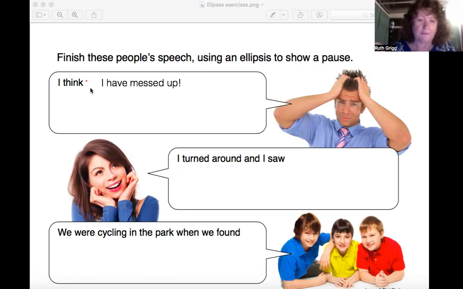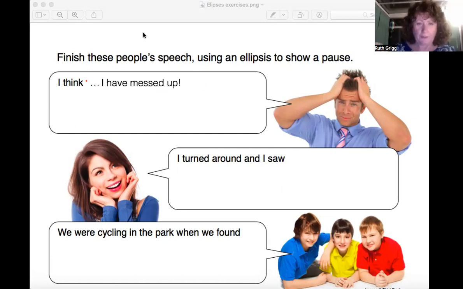Oh dear. But what should I be putting here before? There shouldn't be a space here, actually. If I can move this over, move the whole thing, and I can't move it. But there we go. There shouldn't be a space here, but it says, "I think... I have messed up!" He looks upset. Okay, now this lady says, "I turned around and saw." Now she's looking rather happy. So she saw something good, not something bad or scary.